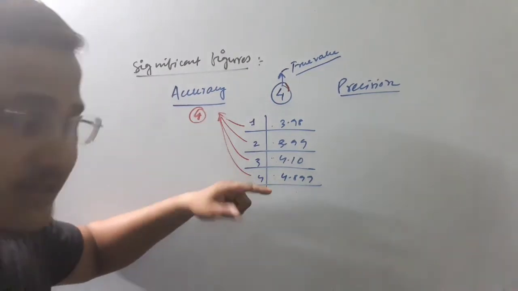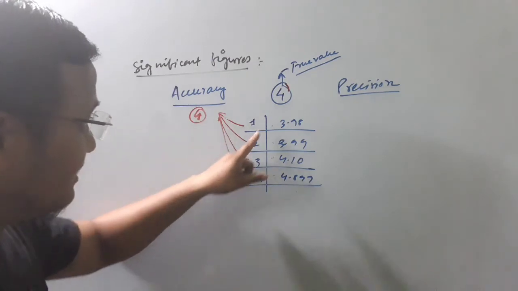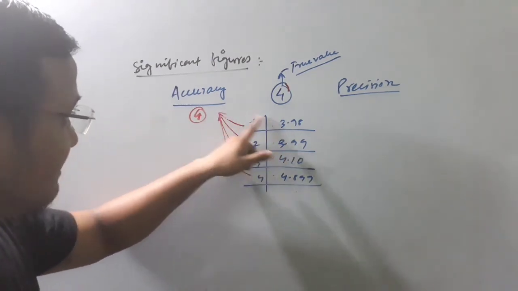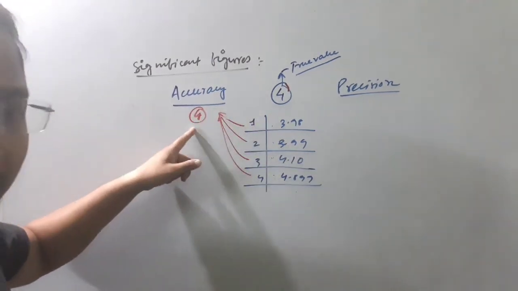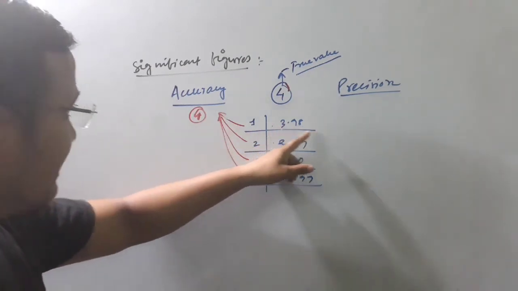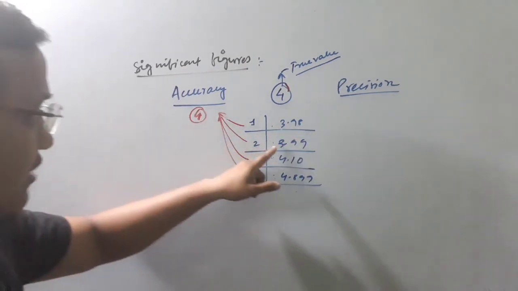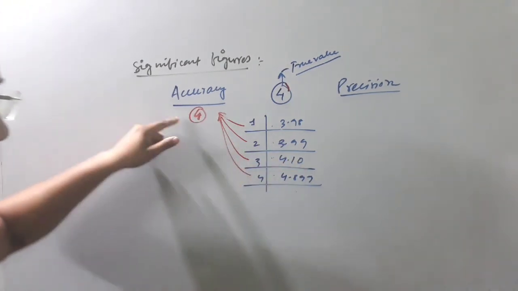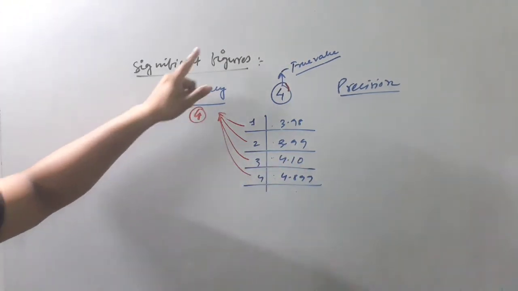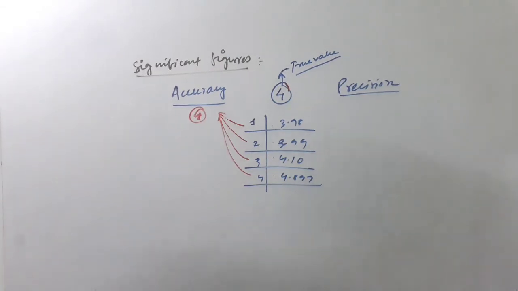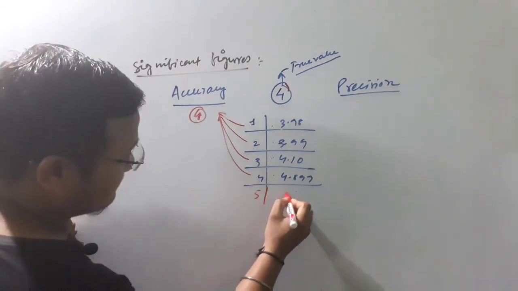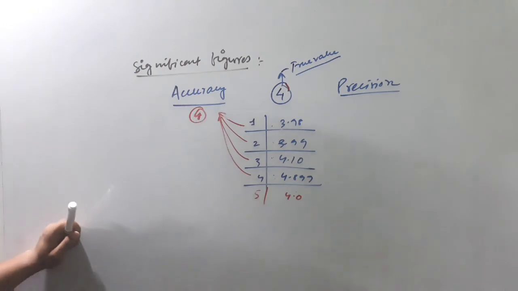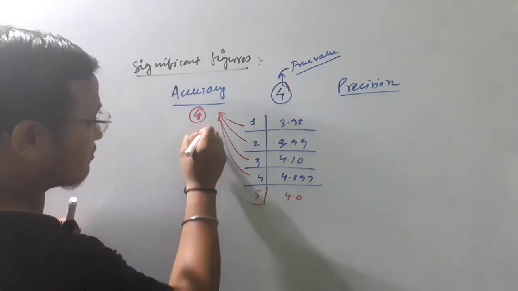What it says, in standard English, is the closeness of the experimental value, meaning the individual value, to the true value. Meaning how close this 3.9 is with 4, or how close this 3.99 is with this 4, or how close this 4.10 is with this 4. Okay, so this is what we are talking about: accuracy. Suppose in the fifth number we got, say, 4.0.